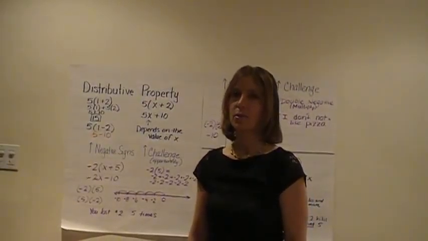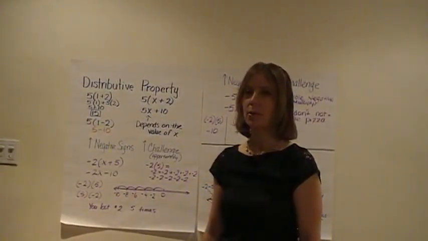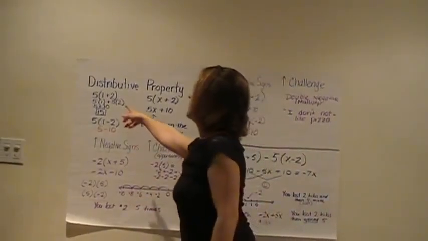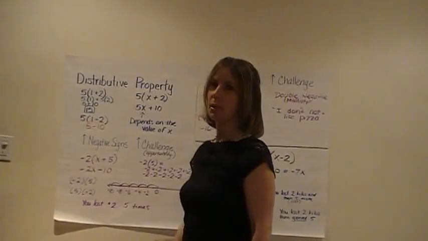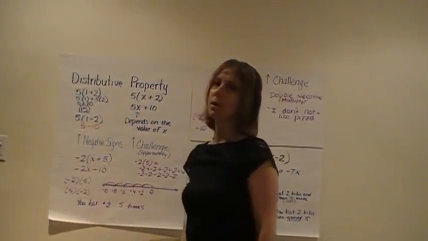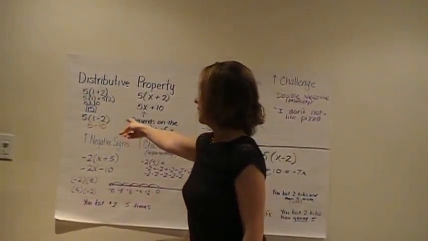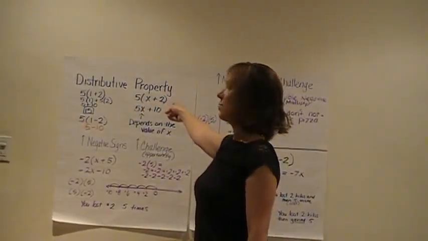Today I'm going to talk about the distributive property. Students see it pretty early on. They see things like 5 times (1 plus 2), and they know that it's 5 times 3, and it becomes 5 times 1 plus 5 times 2, and it comes out to 15. And they also then could look at it in terms of x.